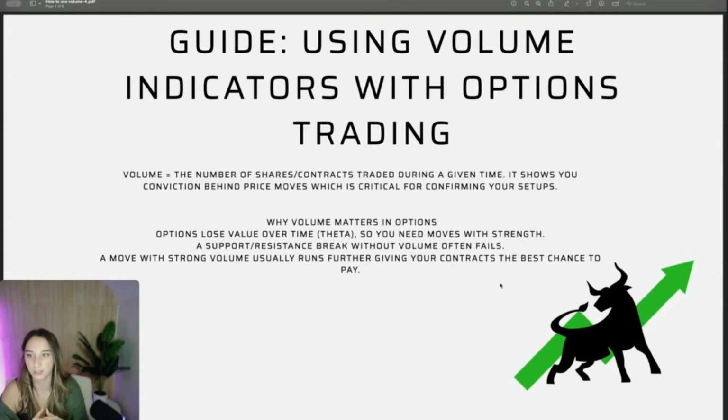So a support or resistance break without volume often fails. And why is that? Because of false breakouts. We often see wicks up into levels. We think we're getting a breakout. And then what happens? Price quickly reverses right in our face after we take our entry. And we're like, whoa, why did that happen? Probably because you weren't checking volume. It's probably what happened. But anyways, a move with strong volume usually runs further, giving your contracts the best chance to pay you, which is the most important part of this.